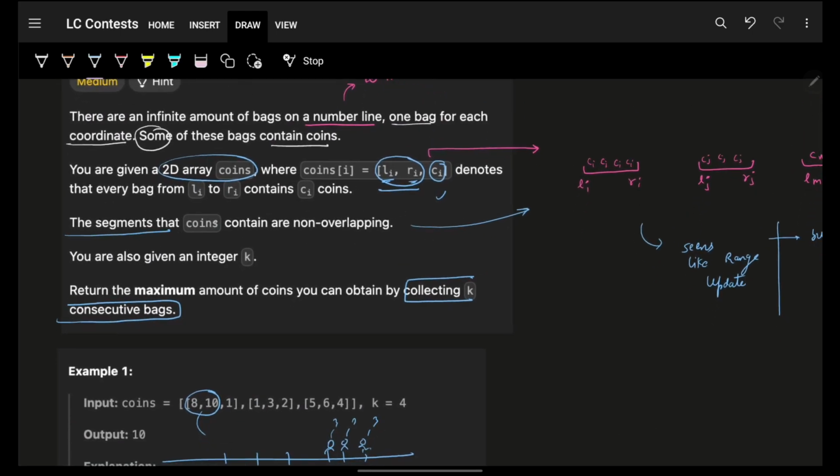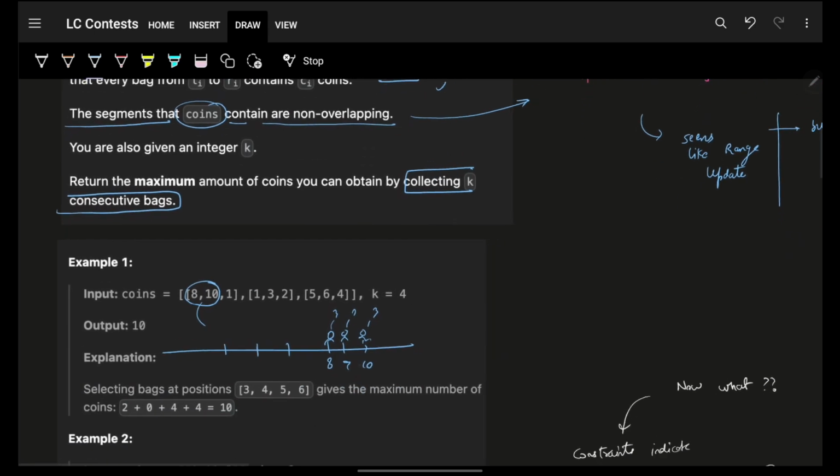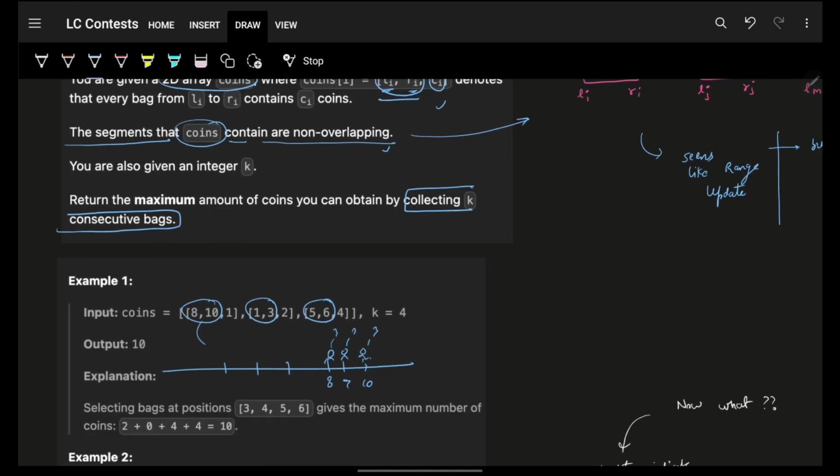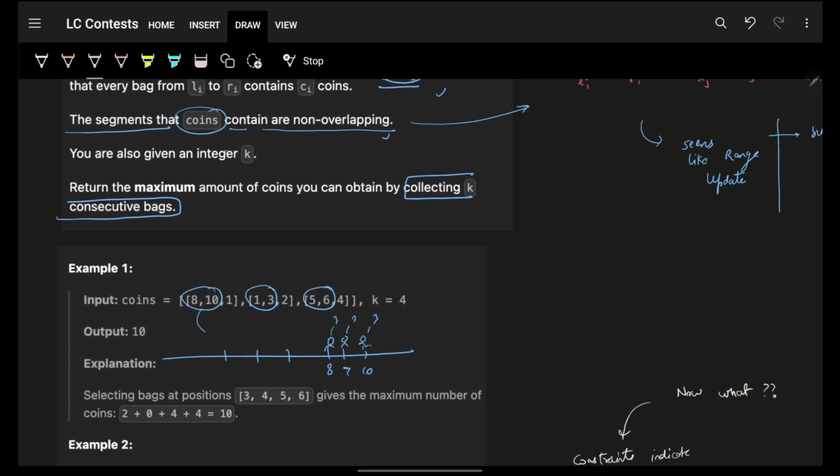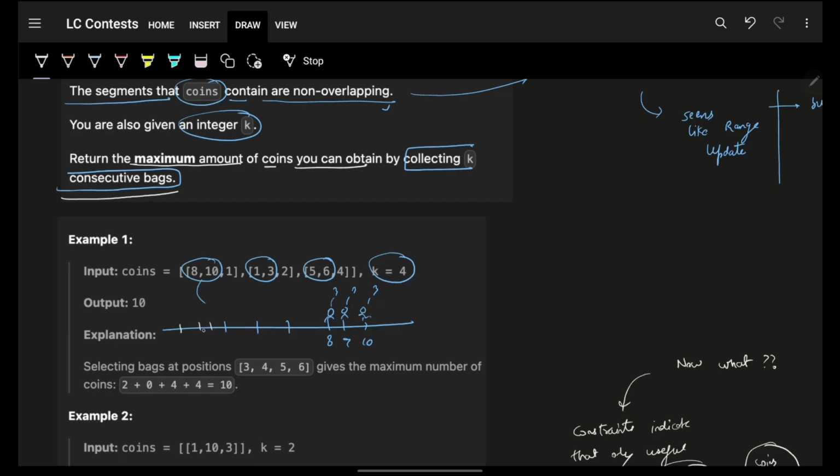Now again, the segments that contain coins are non-overlapping, which means, as you can see, these intervals are non-overlapping intervals. Now, also, we have an integer k. I have to return the maximum amount of coins I can obtain by collecting k consecutive bags. So let's say I plot all the coordinates. I know in this range I have some coins, in this range I have some coins, in this range I have some coins. Now, for a window of size k, any window of size k which can give me the maximum amount of coins, that's what my ultimate requirement is.